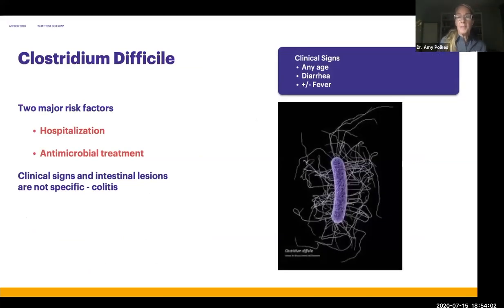What about C. diff? Clinical signs, any age, diarrhea, plus or minus fever. Of course, in all these colitis cases, everything can look the same. It's impossible to differentiate between them clinically. So we do have to think about risk factors. If the horse has been treated with lots of different antibiotics, first they were on this one and then changed to this and changed to this, I would say C. diff would be pretty high on my list, because we know that changing antimicrobial treatment can definitely lead to Clostridium diff.